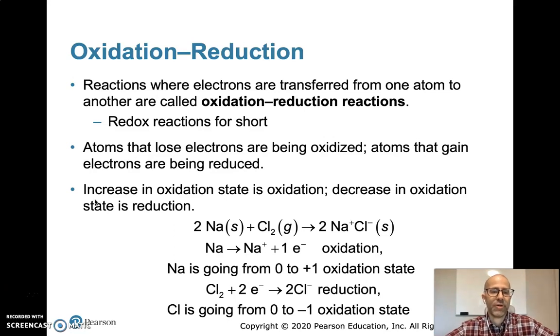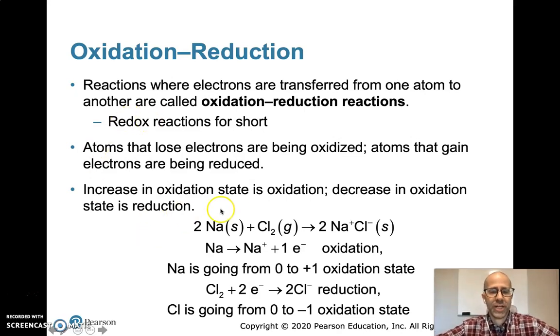If there's an increase in an oxidation state, that's oxidation. If you see an element that becomes more positive, that means it's losing negative electrons, so it's being oxidized. If you see an element that is becoming less positive or more negative, that means it gained negative electrons, and so it's being reduced.